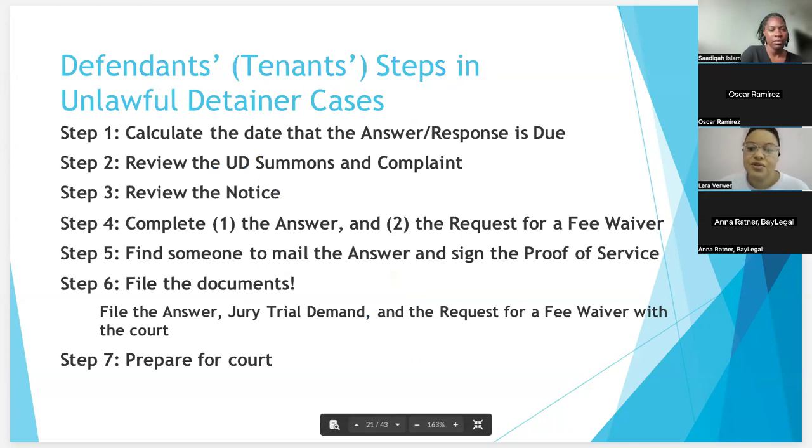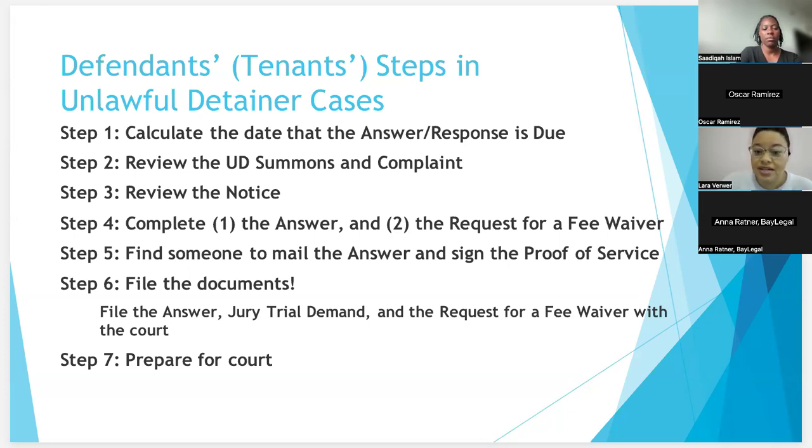So now we're going to get into the steps a defendant or tenant has to take when they are faced with an unlawful detainer action. Step one, which is one of the most important steps, is calculating that deadline to file a response or an answer. In California, these unlawful detainer actions are dealing with possession of property. Because they deal with possession of property, they're called summary proceedings. And because of that, they go on a much quicker procedural timeline than a regular civil lawsuit, like Sarah mentioned earlier. So step one is calculating the deadline to respond.